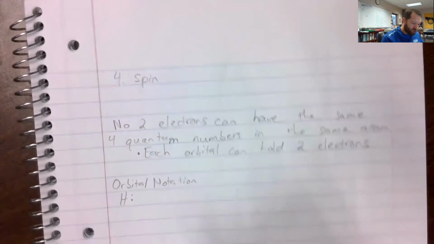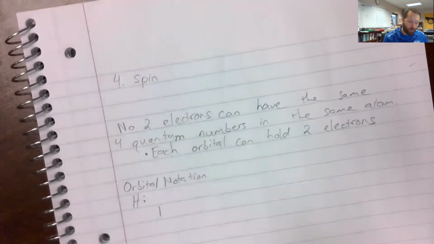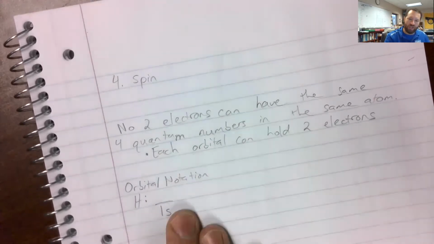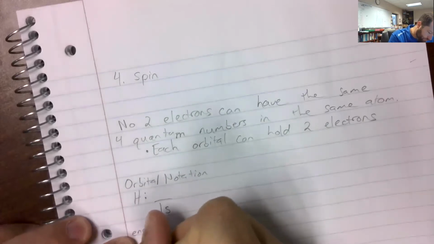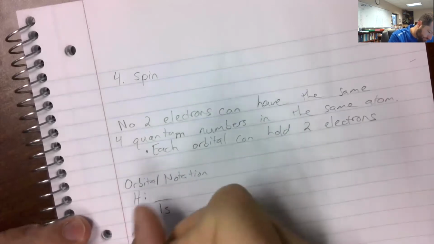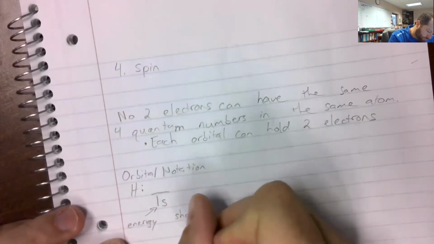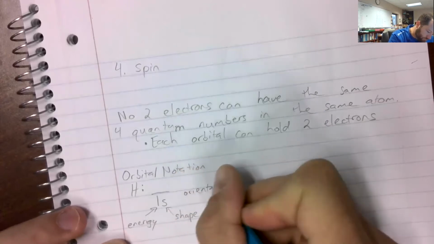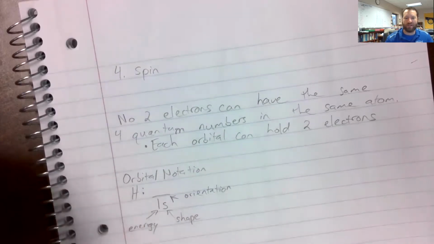The first energy level is the 1. The only shape in the 1 is the S. We've talked about that, and there's only one orientation of the S. So here's the energy level. Here's the shape. And here's the orientation. Just one orientation for an S.